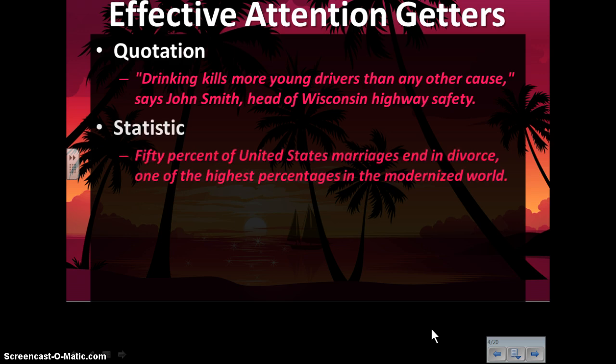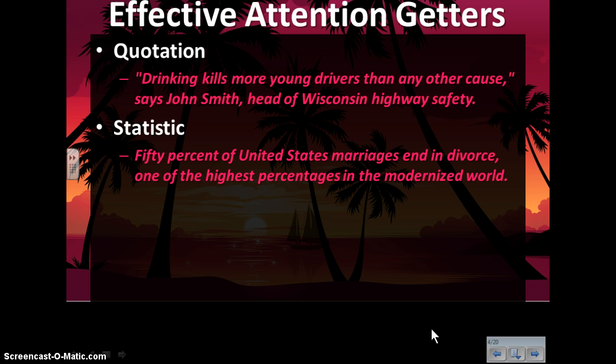The second type of effective attention getter is a statistic. So, for example, 50% of United States marriages end in divorce, one of the highest percentages in the modernized world. Again, let's think about why that statistic would be especially interesting. And I think it's just similar to the quotation. It's because if you use a statistic that is interesting, related to your topic, you're kind of providing that factual evidence that interests people up front.